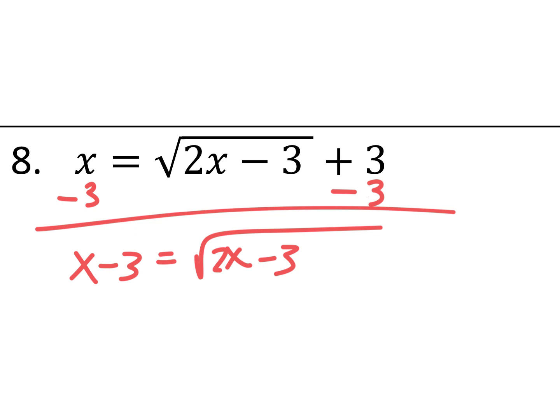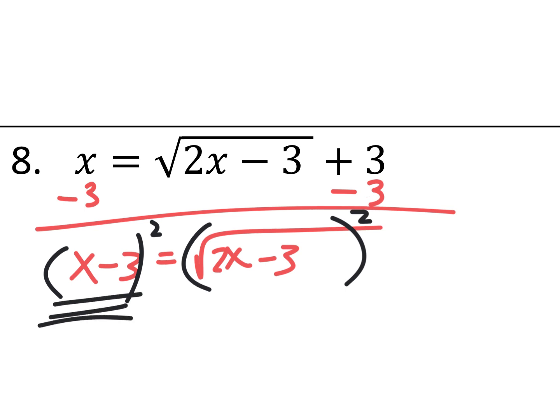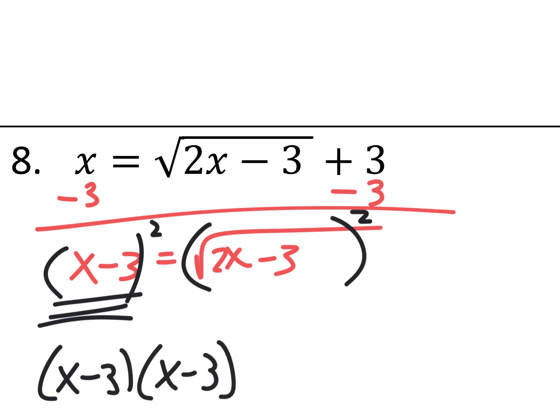Okay, so now we're going to square both sides. Notice how I put a parenthesis around that. You don't just square one of the numbers randomly. Math's not like that. You got to square the whole thing. So that really means x minus 3 times x minus 3. And squared does take off the square root. And all you have left is 2x minus 3.